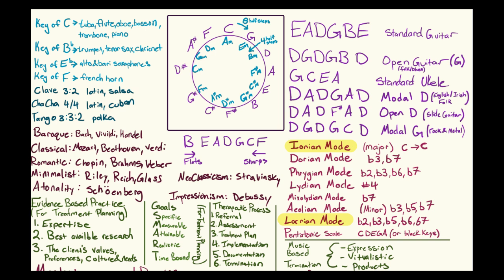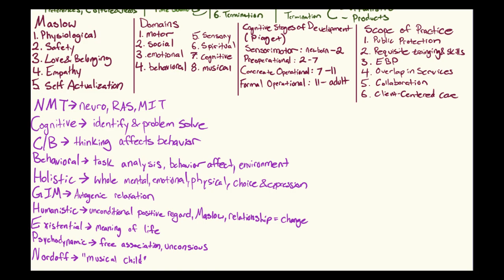Remembering the pentatonic scale. Remembering music-based termination: you want it to have expression, to be vitalistic, and be a product. Just some bullet points with that. Writing down Maslow's hierarchy of needs. Writing down domains. Writing down stages of cognitive development. And then remembering the 6 parts of the scope of practice.